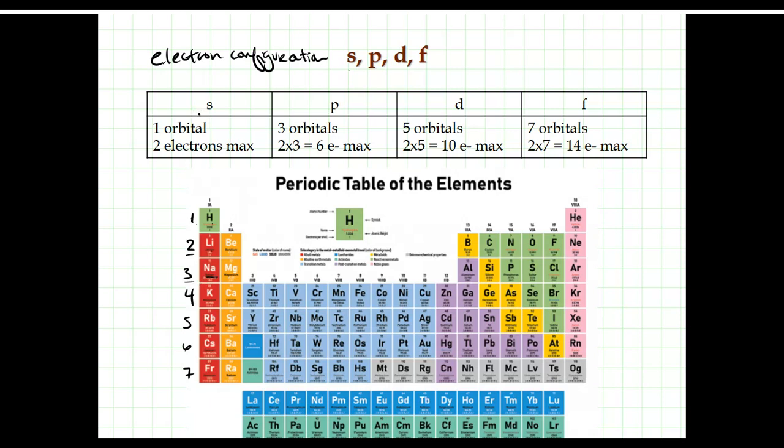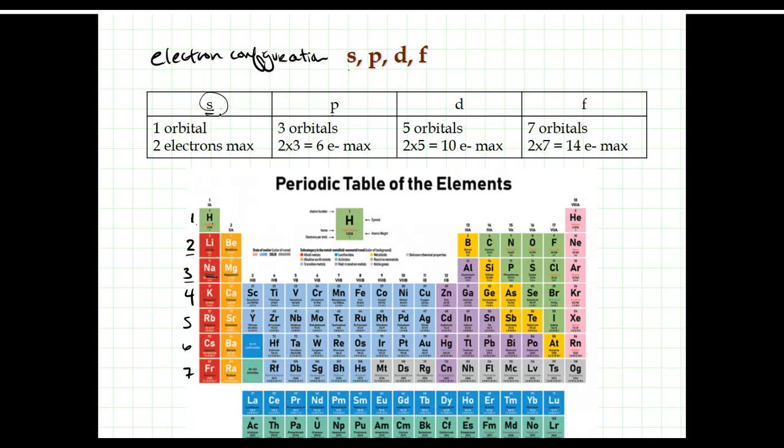So there are different sublevels in each energy level. We show them with letters, S, P, D, and F. Energy level 1 has only an S sublevel. Energy level number 2 has an S and a P. 3 has an S, P, and a D. 4 has S, P, D, and F, and so on and so forth.